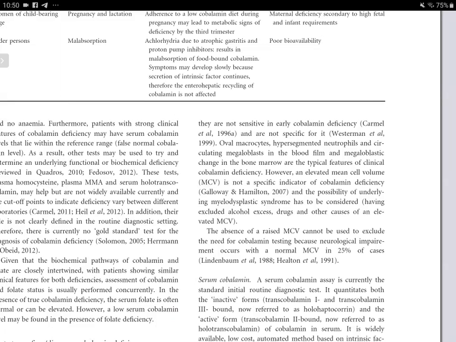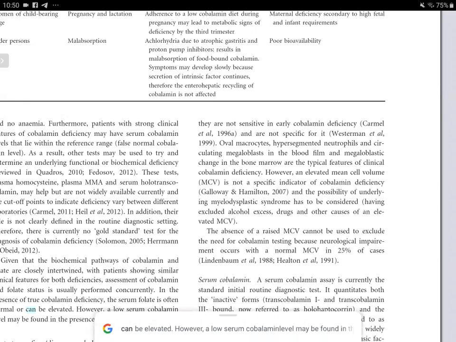However, an elevated mean cell volume is not a specific indicator of cobalamin deficiency. MCV elevation is not a specific indicator, and the possibility of underlying myelodysplastic syndrome has to be considered. In myelodysplastic syndrome also, B12 deficiency is one of the key causes of macrocytosis and abnormal peripheral blood findings of RBCs and dysplasia. So we have to exclude B12 deficiency, alcohol excess and drugs as causes.